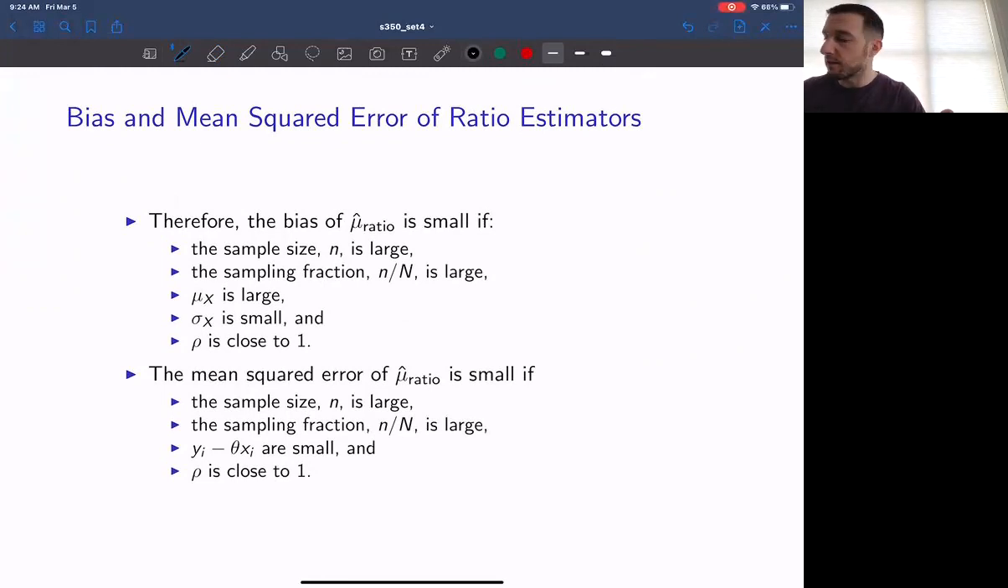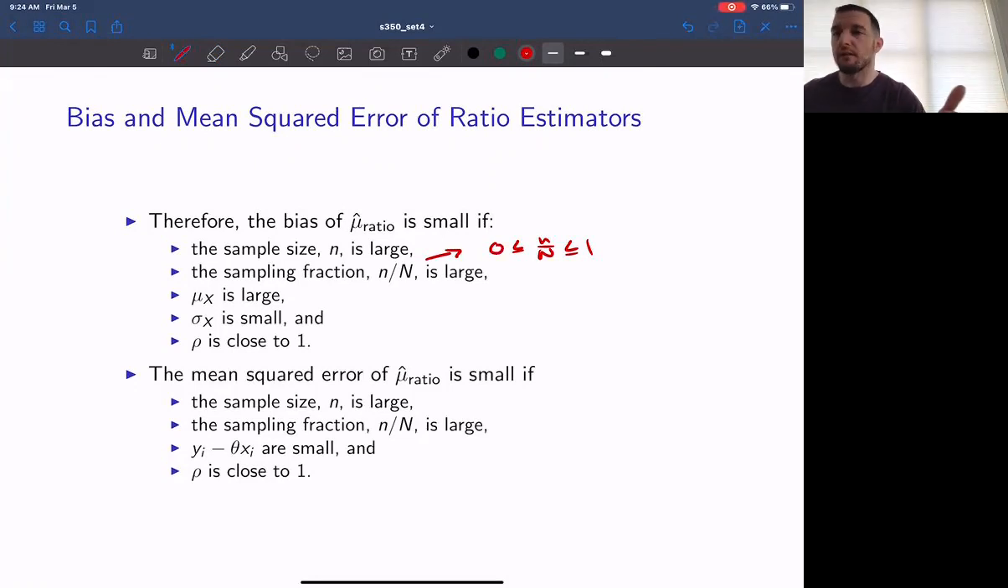We can show that the bias is going to be small if the sampling fraction is large, which is the same idea, because if the sampling fraction is large, where large means closer to 1, this is a value that's bounded between 0 and 1. If it's close to 1, that just means you have a large portion of the actual population. So this is very similar to the first point. The bias is going to be small if mu x is large. That's an interesting result. The bias is going to be small if the variance of x is small.